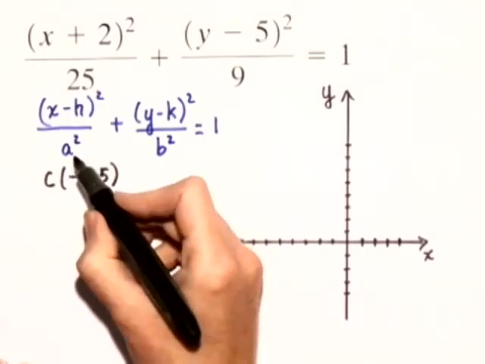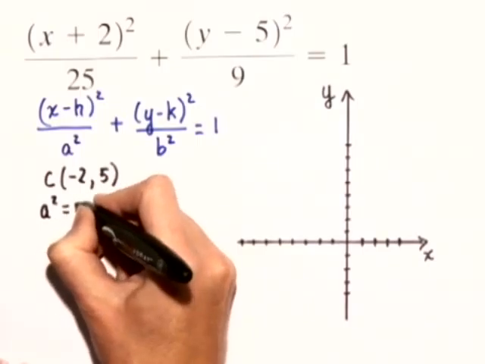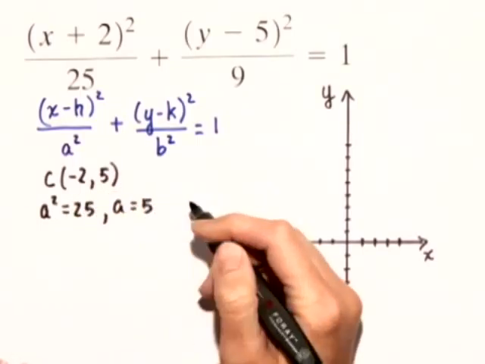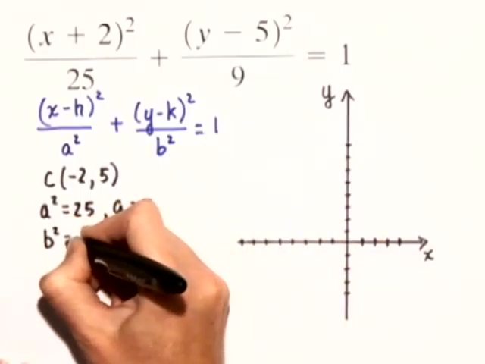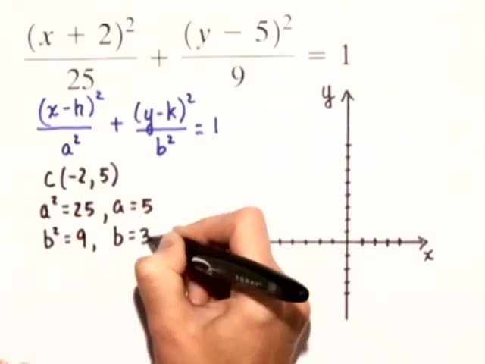Now we can see that a squared is equal to 25. So therefore, a is equal to 5. And also we can see that b squared is equal to 9. So therefore, b is equal to 3.